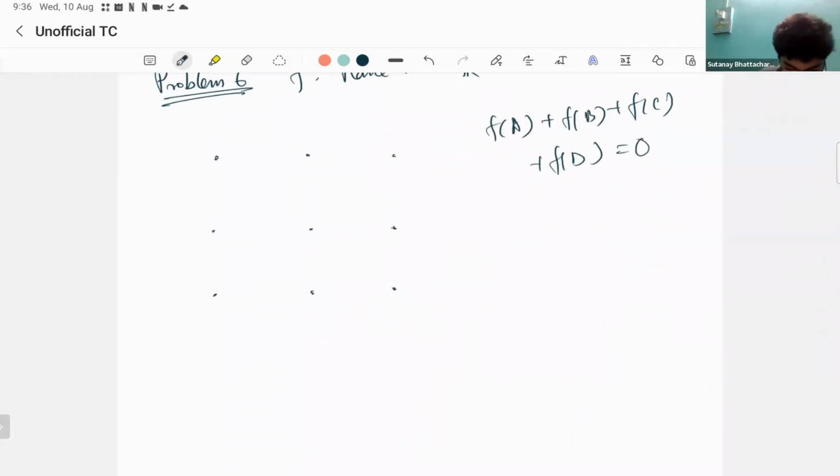So give these things names. What's the good way to name 9 points? You don't want to go A1, A2, A3. You probably shouldn't be thinking too much about this. A, B, C, D, E, F, G, H, I.